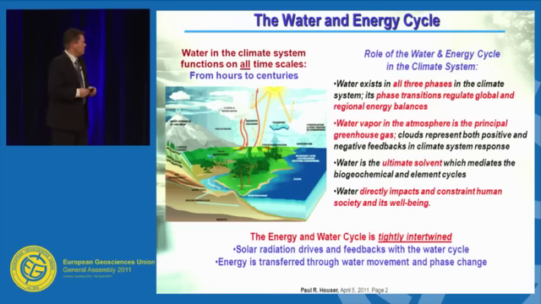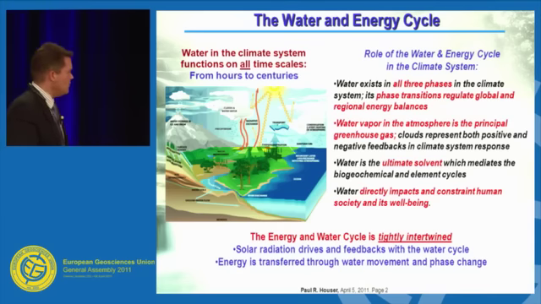So let's talk about the water and energy cycle. First of all, water exists in all three phases of the climate system, and the phase transitions regulate global and regional energy balances. So that's why I often combine energy and water cycle. Water vapor in the atmosphere is the principal greenhouse gas. So when we have increases in water vapor caused by warming, we need to understand how it can be both a positive and negative feedback on the climate system by having more clouds, but also having more greenhouse gas. Water is the ultimate solvent, so it interacts with biogeochemical element cycles. And really, most importantly, water directly impacts and constrains human society and its well-being.